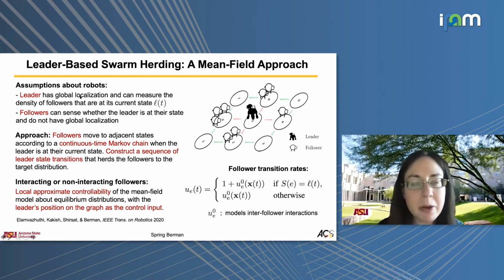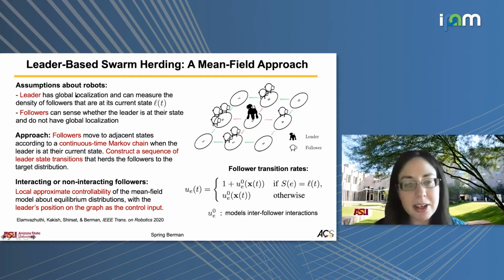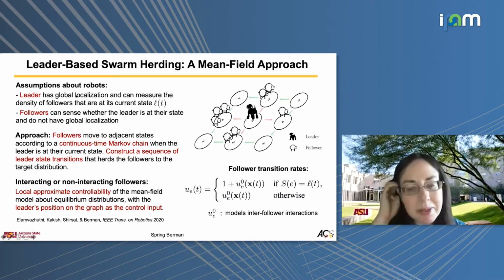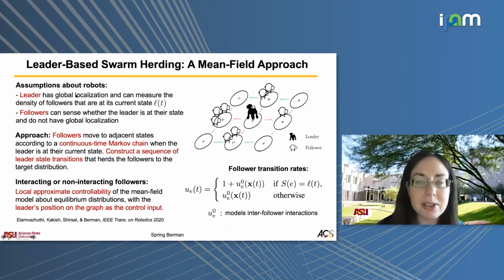And so you've sent out the robots, and they all have the same behavior in which if they sense the leader in their state, they will disperse probabilistically to adjacent states. So the leader has this repulsive effect on the followers. And so it turns out that you can actually herd a swarm in this way to a target distribution over space. You can even incorporate inter-robot interactions along with the effect of the leader on the robots.